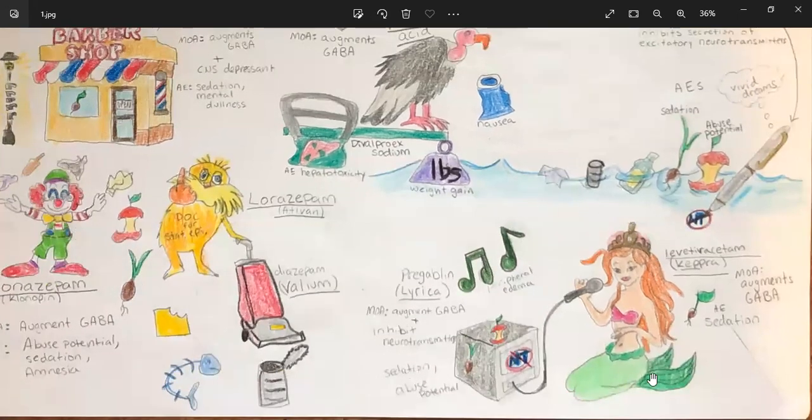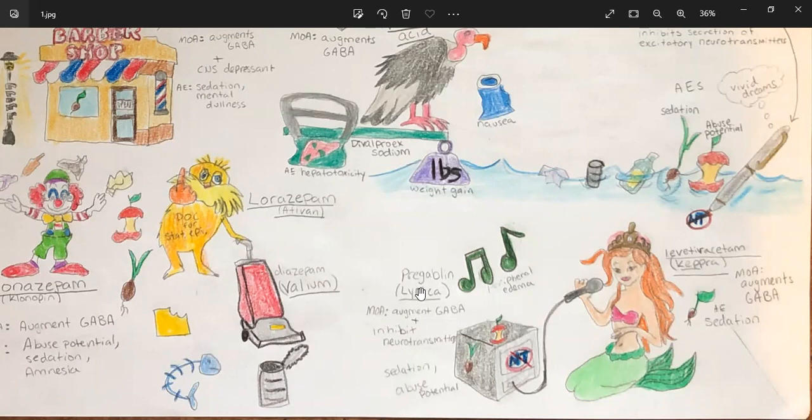And then underneath the water here, we have this mermaid. Her hair was supposed to be colored green, it was supposed to kind of look like kelp. So kelp for Keppra. And again, she's kind of swimming in this garbage. So it augments GABA. Adverse effects are sedation. And this is commonly your go-to drug in the ER.